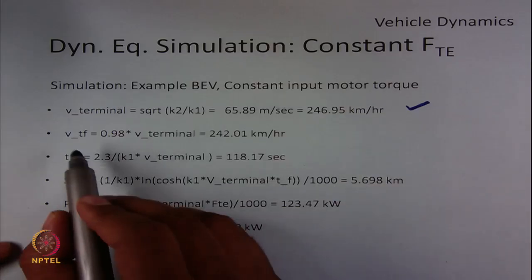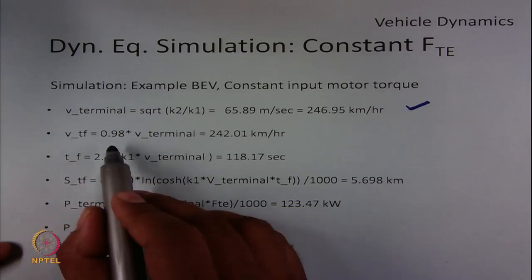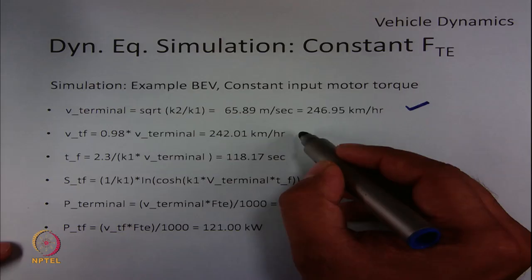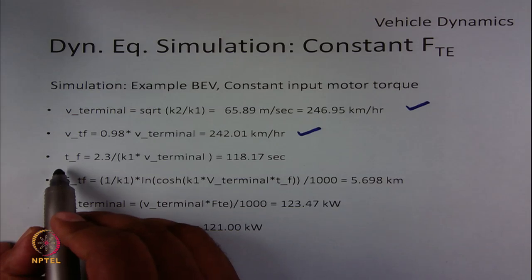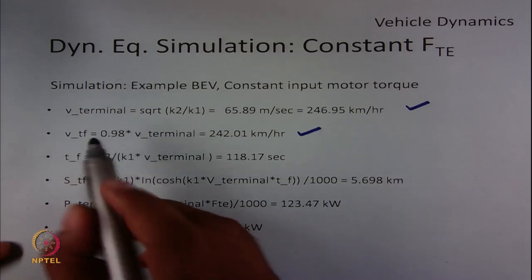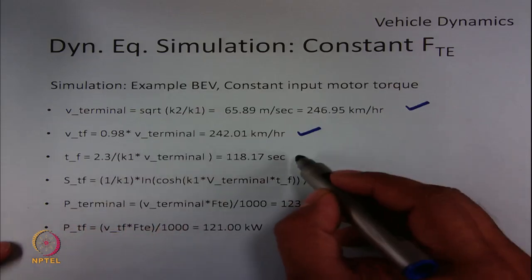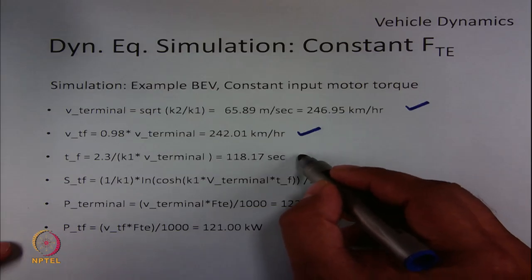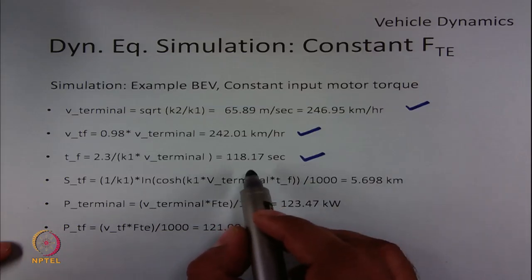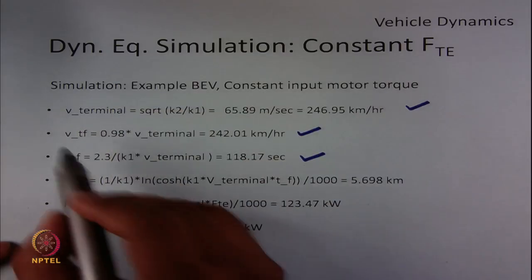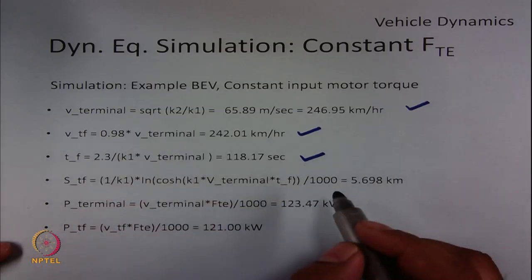If you want to calculate most of the variables for the value of velocity which is 0.9 times of this terminal velocity, which is equal to 242 kilometer per hour. So, the time required to reach this velocity can be calculated by using this formula. So, 2.3 divided by K1 into V terminal. So, this is 118.17 seconds. So, it takes almost 2 minutes to reach this velocity close to 0.98 V terminal velocity.